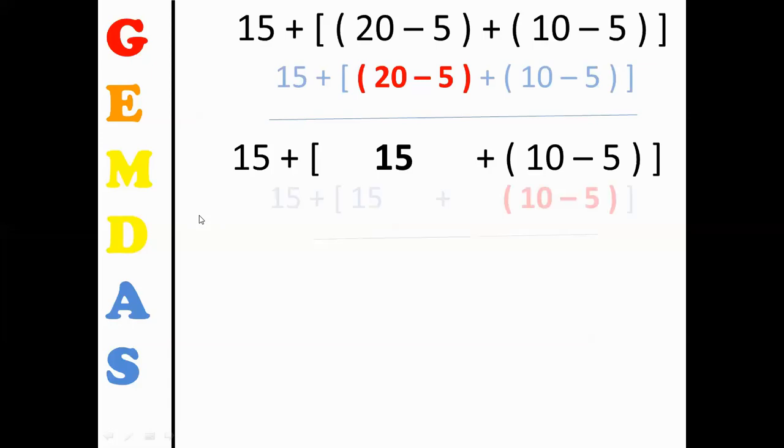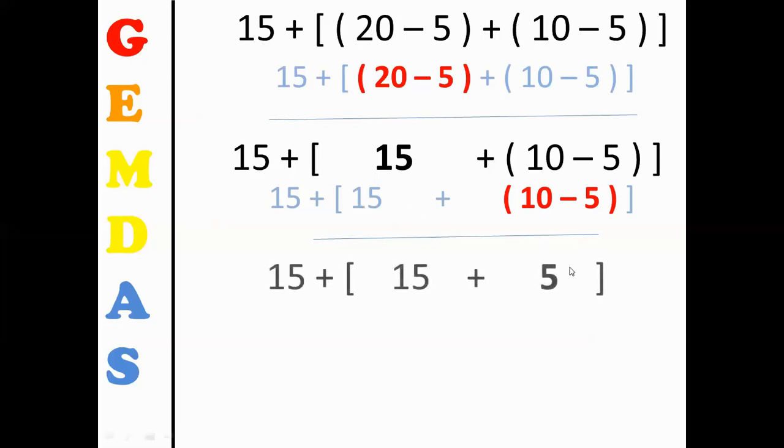Excellent. We're going to solve 10 minus 5 because it's a parentheses, and we want to solve all parentheses before we move on to brackets or braces. 10 minus 5 is going to be 5. So again, we're going to rewrite this problem. We're going to bring everything down that we did not solve to create our new problem.